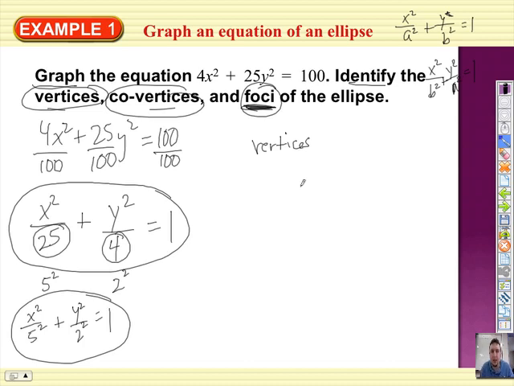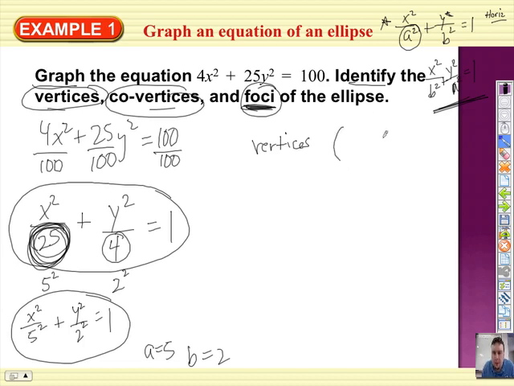Now, the vertices deal with A. The question is, is it A comma 0, or 0 comma A? So you have to know, is the major axis vertical or horizontal? Since this is the bigger one, I know A squared is underneath here, because of the major axis. A is underneath x squared. This is when the major axis is horizontal. This one is when it's vertical. So right away I'm thinking this. A equals square root of 25, 5. B equals square root of 4, that's 2. I got A and B already.